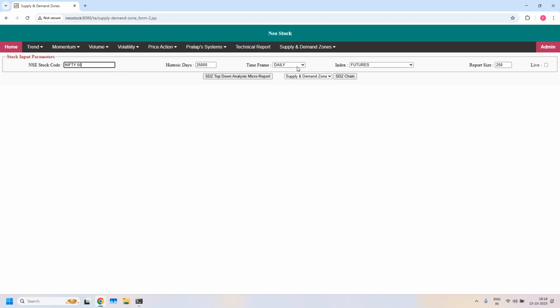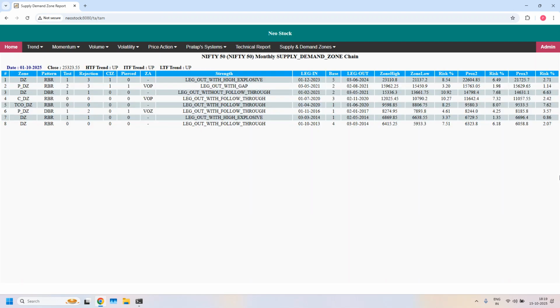Starting with NIFTY, generating monthly supply demand zone chain for NIFTY. In any supply demand zone chain report, always look into the zone column to find the high liquidity zones. Look into the pierced column to find the pierced zones. Look into the LTF trend to find the trend of the current time frame you have selected. You already learned one time frame higher is ITF and one more time frame higher is HTF.